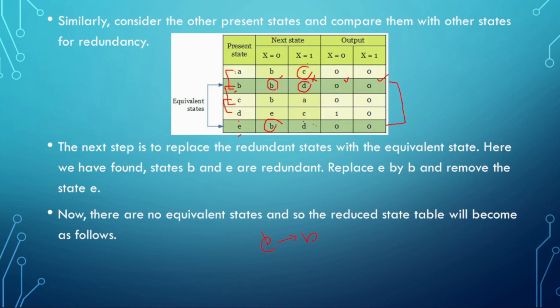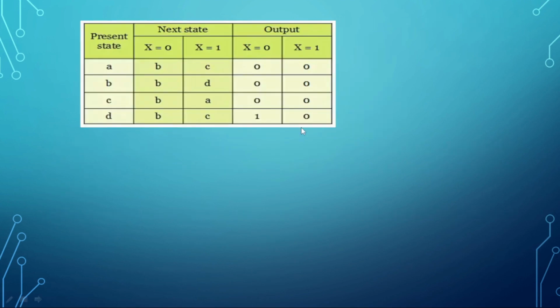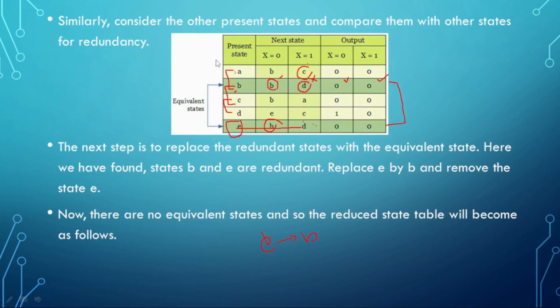Afterwards, you need to remove this E state. So remove this E state from the state table. See here this table: A, B, C, D. If you replace this E with B, your state table looks like this. Wherever the E is written, you need to replace this E with B. Afterwards, you need to remove the E state, then you will get the fourth state.